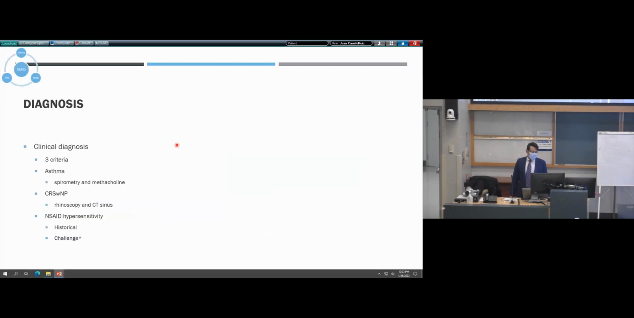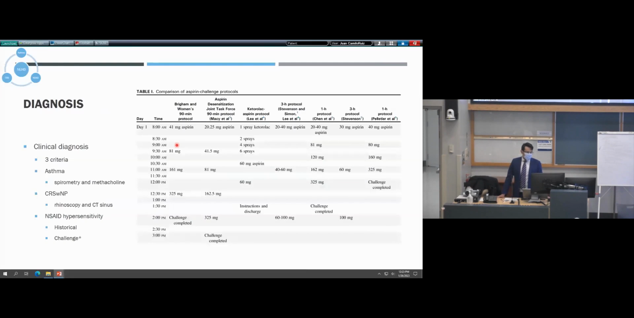So in terms of the diagnosis, it's a clinical diagnosis. You need all 3 criteria: asthma, polyps, and a reaction to NSAIDs. Now, it could be a historical reaction when a patient tells you that they've reacted, but a lot of times patients haven't taken aspirin in many years or an anti-inflammatory in years. So you might need to do a challenge to confirm the diagnosis.